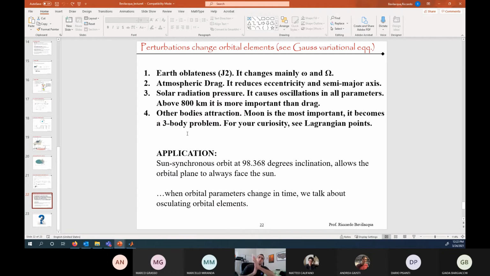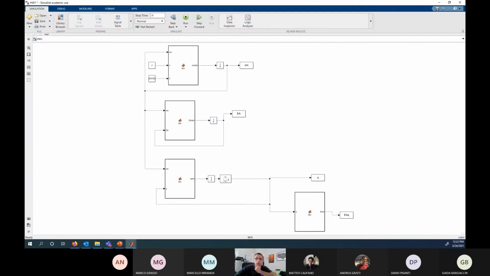Questions? No questions. This is probably something that you already know a lot, and even better than I do. So that's pretty much it in terms of the refresher on orbital perturbations.